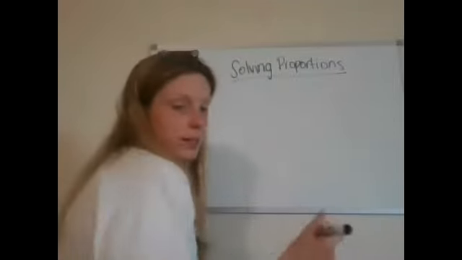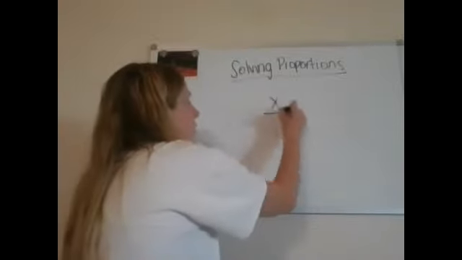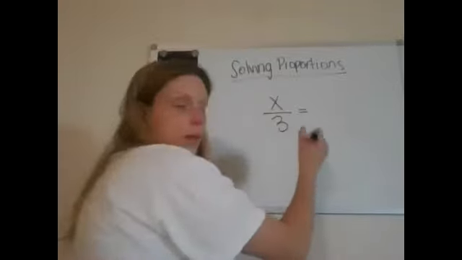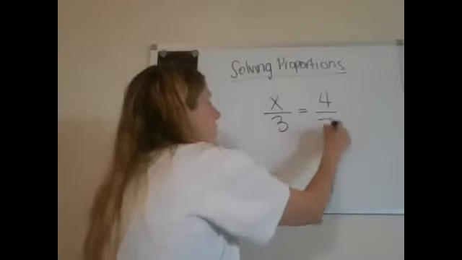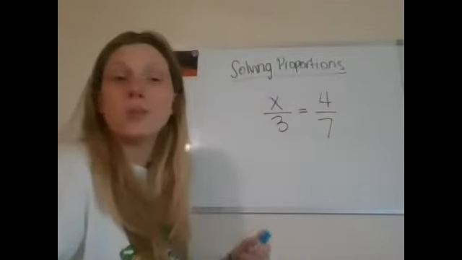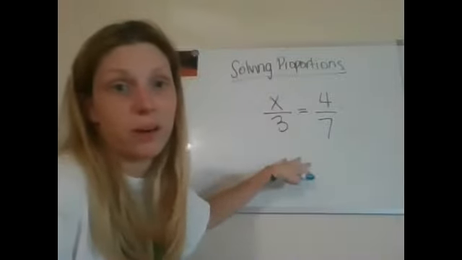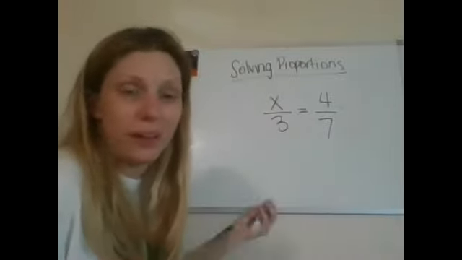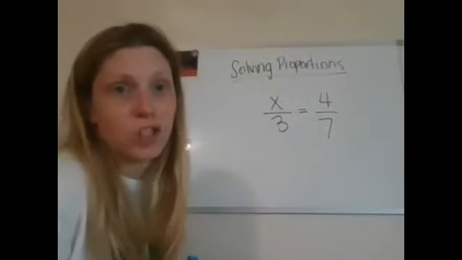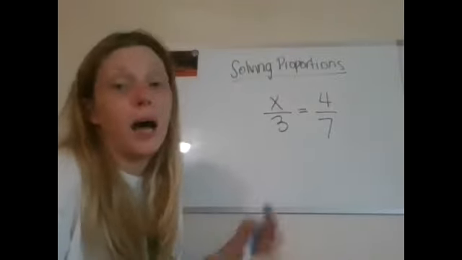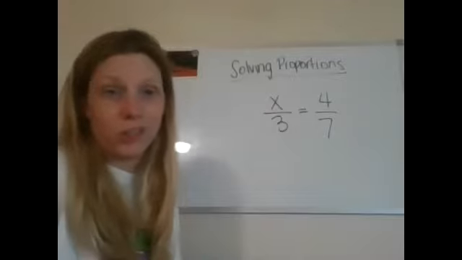Let's try another one. Let's say I have on this one, x over 3 equals 4 over 7, okay? This is one, like I was saying, that's not easy. 3 times what is 7? It's not a whole number, okay? So this isn't one like the last one where it was very obviously two equal parts. This one we have to use cross multiplication to solve for.